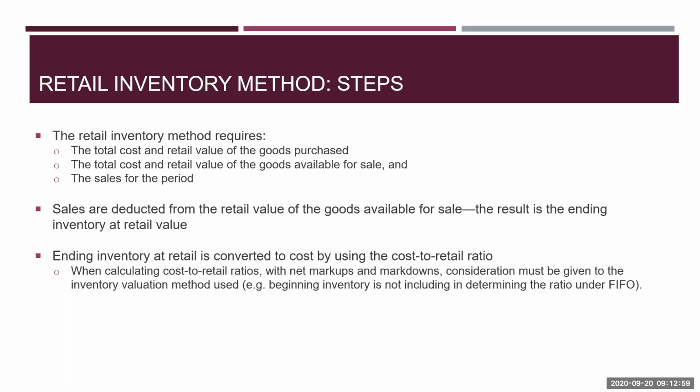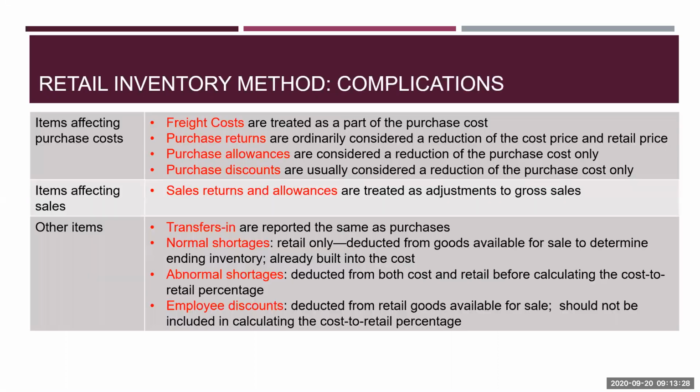So there are two pieces here. One, we calculate the cost to retail ratio. Then we calculate the ending inventory at retail, and then we backtrack by multiplying those two to calculate our ending inventory at cost. Because remember, what sits on our financial statements when it comes to inventory is at cost, not at retail. So this is a back calculation. And as I said, once we are actually looking at the numbers, these things tend to make more sense.